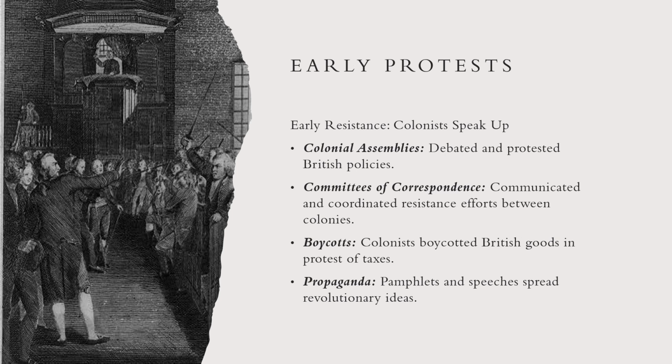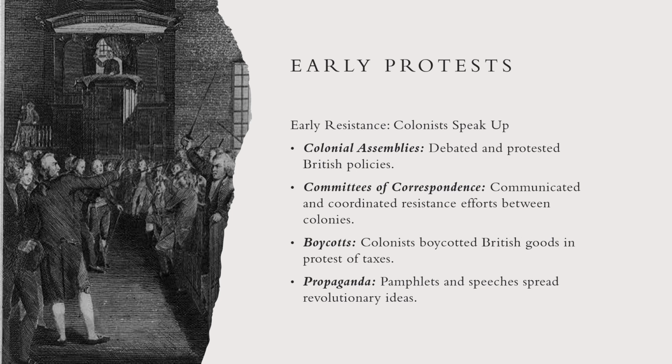The colonists were not passive in the face of British policies. They voiced their grievances through colonial assemblies, elected bodies that debated and protested against Parliament's actions. Committees of correspondence were formed, creating a network of communication and coordination between the colonies, allowing them to share information and strategize about their resistance efforts.